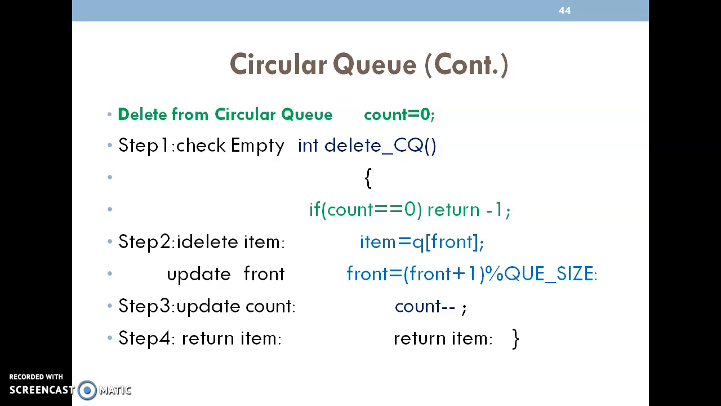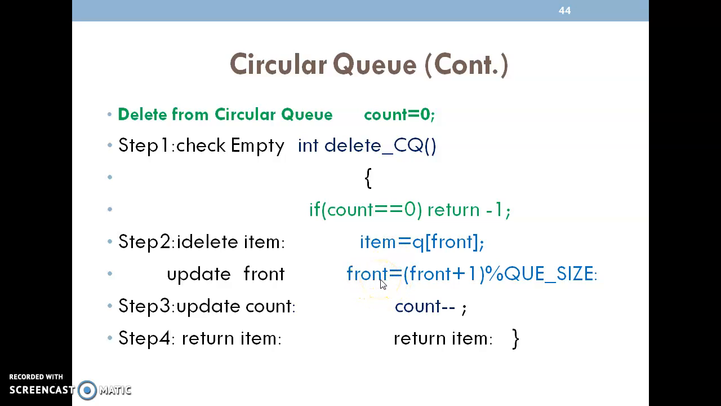Then deleting an element from the circular queue. Again, if count is 0, which indicates that no elements are there, then it returns -1, the queue is empty. If it is not empty, we directly delete from the front end, queue of front, whatever the value is there. For example, if the front position has 60, 60 will be assigned to item. The item contains the deleted value. Then we update the front pointer.